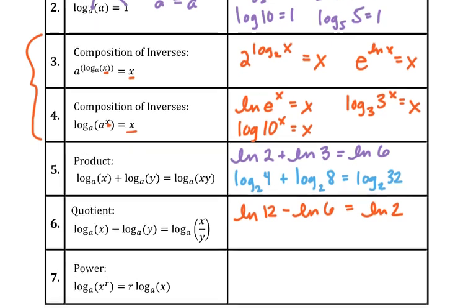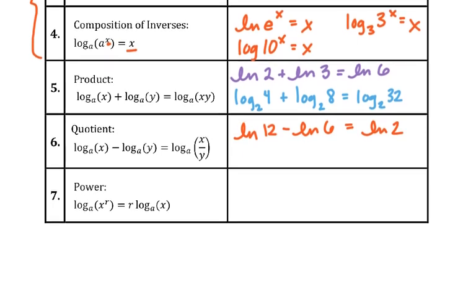And then our last property on this page, when we're dealing with the power rule, what we can say is that when we have a log and there's something raised to a power in the argument, that power can come out in front and be multiplied. So for example, if we had log base 2 of 4 cubed, that would be the same as saying 3 times log base 2 of 4.